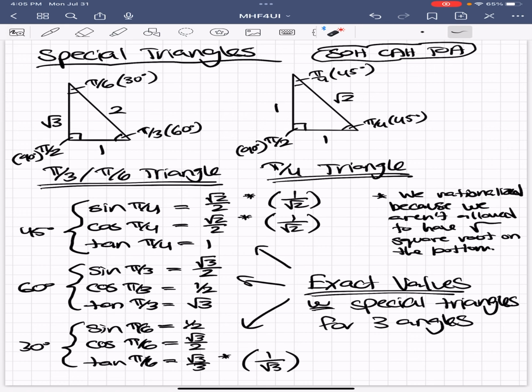Okay, so I'll give you a minute to write all of this down. This is going to be our sort of cheat sheet for when we use exact values for special triangle applications, like determining exact values for expressions or equations.